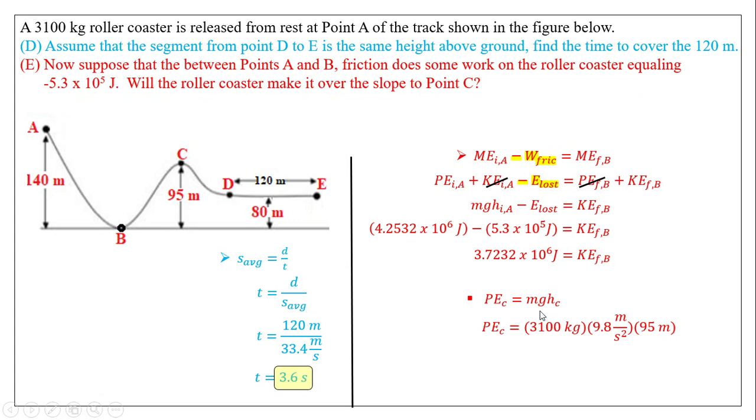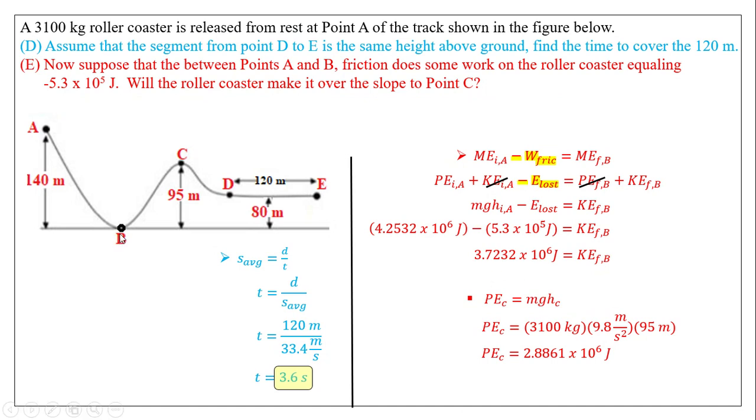Well, I can figure out how much potential energy is at location C. Well, here, the potential energy at location C is simply mass times gravity times the height at point C. Well, mass is given, g is 9.8, the height at point C is 95. So if you plug all this in your calculator, you'll get 2.8861 times 10 to the 6 joules. Well, this is how much you need in order to get over the hump at C, right? But at point B, you have more than that. Or excuse me, at point B, you have more than what you need at C.